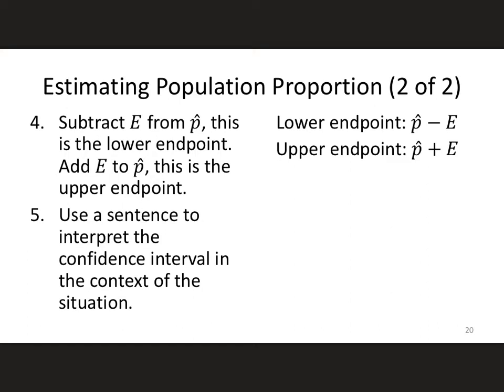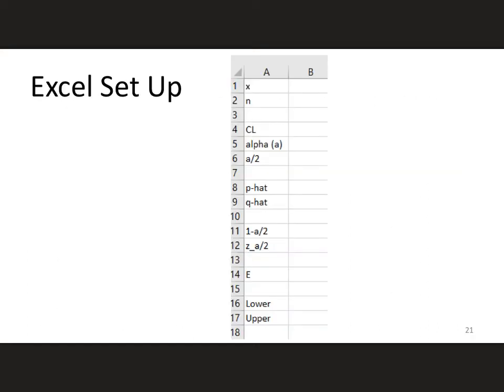And then the fifth thing is always finish by using a sentence to interpret the confidence interval in the context of the situation. So in terms of the problem, make sure you do an interpretation. As I said earlier, I always set these up the same way in Excel. So whenever I'm working with a population proportion, I am going to do this same setup.